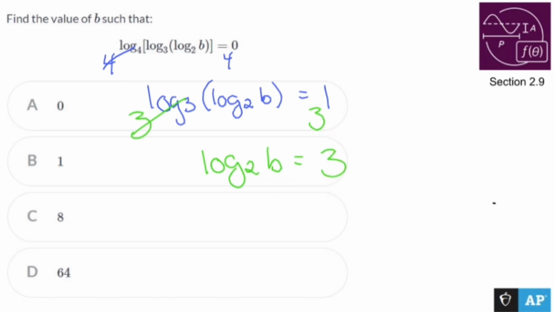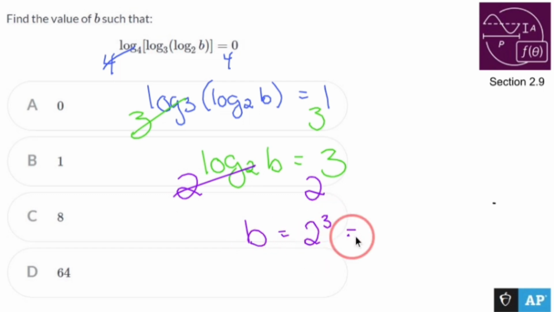One more step. If I take 2 to the both sides, 2 to the log base 2 of b cancels out, and I'm left with b equals 2 to the third power. 2 times 2 times 2 is 8. What a weird problem. I liked it, though.